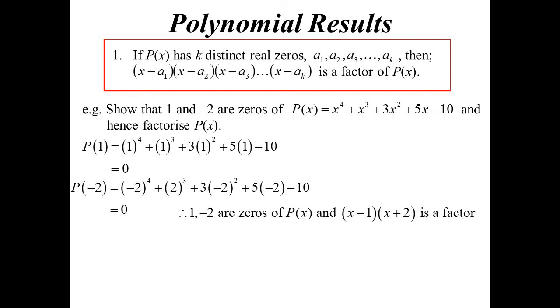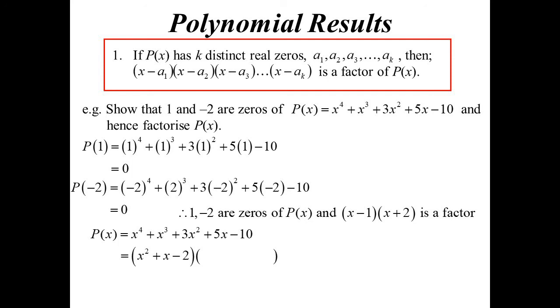Thus, x minus 1 times x plus 2 must be a factor of this polynomial. Hence, go and factorise it. All right, there's the polynomial. I've expanded out the x minus 1 times the x plus 2. So we know x squared plus x minus 2 is a factor. And then I can get the other one. If you want to use polynomial division, you can use polynomial division.